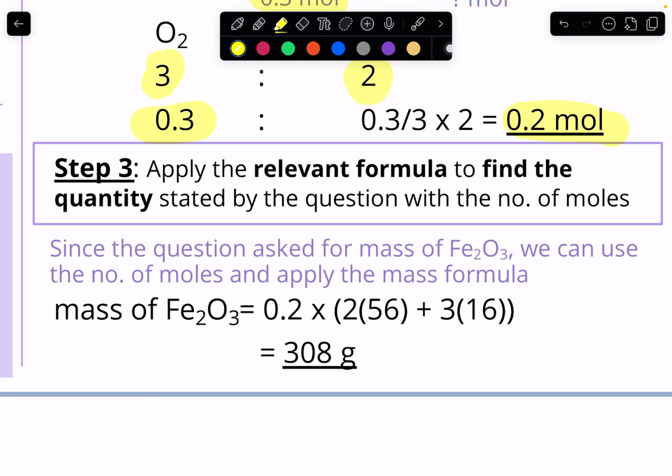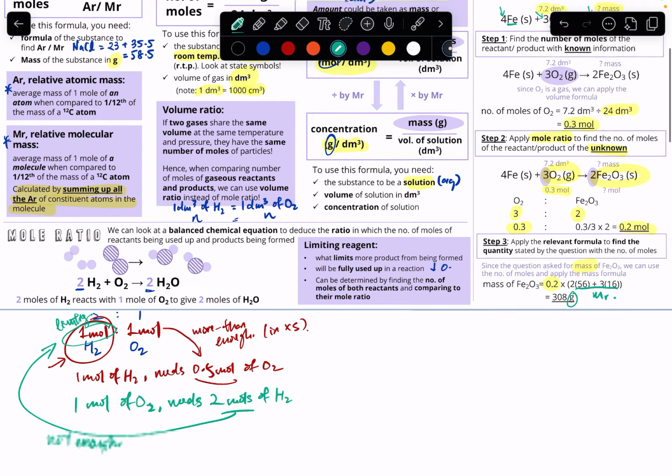The question asks for mass, so I need to use the mass formula. The mass formula is to take the number of moles, multiply by the Mr, and you end up with the answer in grams. So take note to also always write the units, because overall we can deduct 1 mark for not writing units. Okay, so that's it for mole calculations.